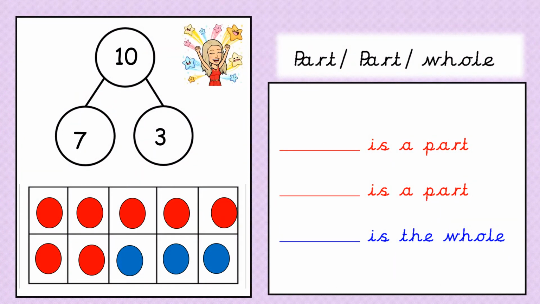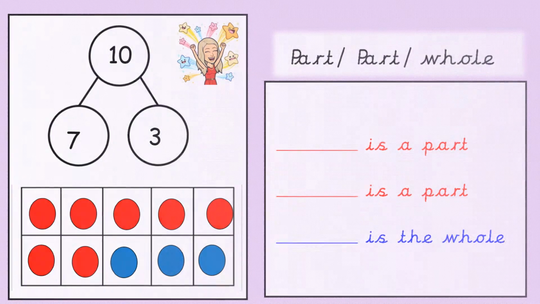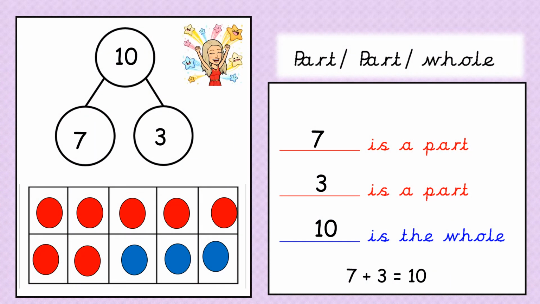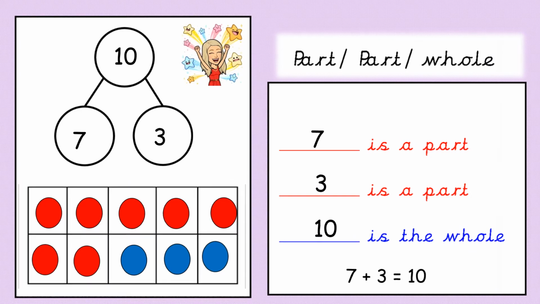Something is a part, something is a part, and something is the whole. Write down your number sentence. 7 is a part because I can see 5 at the top and 2 down the bottom. And how many are red? I'm sorry, blue. 3, well done. So the number bond is 7 and 3 is equal to 10.